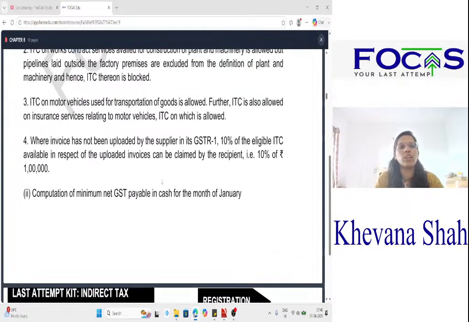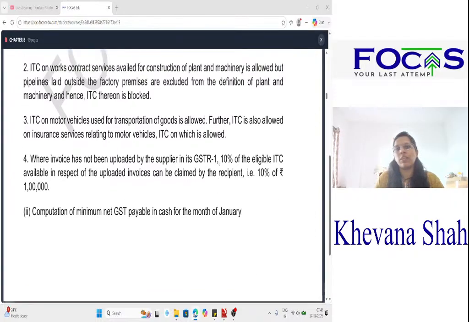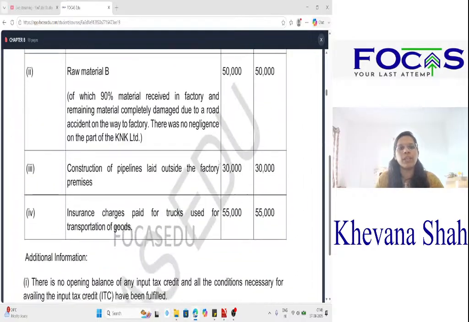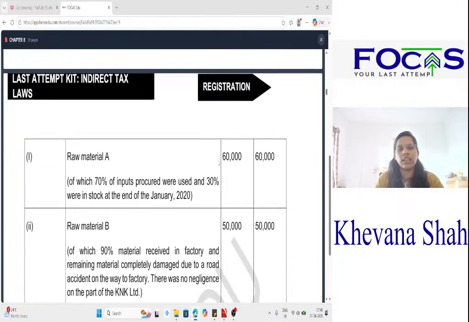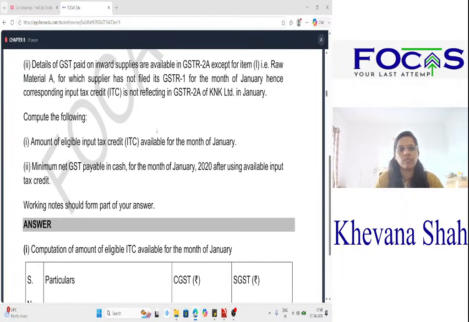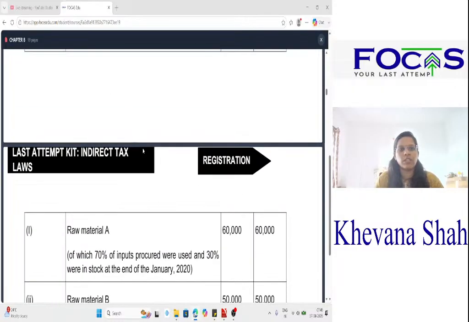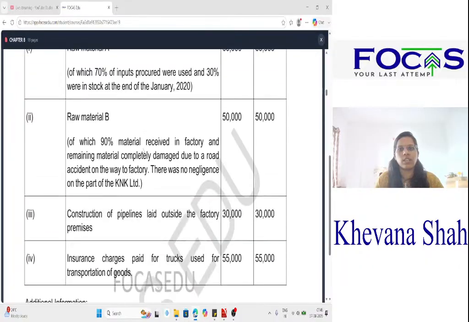Then raw material A, where the invoice has not been uploaded. The supplier has not uploaded invoices in GSTR 1. So in that case, 10% of the eligible ITC available in respect of uploaded invoices can be claimed by the recipient. So only 10% of eligible invoices could be claimed, the rest cannot be claimed. Okay, and see here what has happened. They have not uploaded the GSTR form. So in that case, see, where is it? GST paid on inward supplies is okay. This is additional information, but where was that given to us?